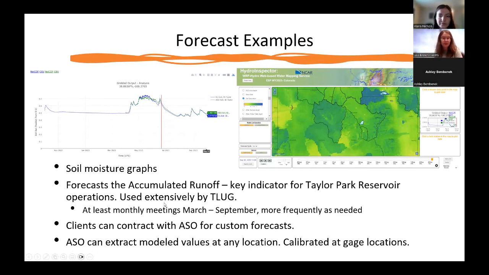and is already being used extensively by the TLUG group. These are at least monthly meetings from March through September, and they can be more frequent as needed. And then you can contract with them for custom forecasts. The nice part about this gridded model is that you can extract modeled values at any location. Now the calibration is going to be the best at the gauge locations, but you can get information on a much more detailed basis.